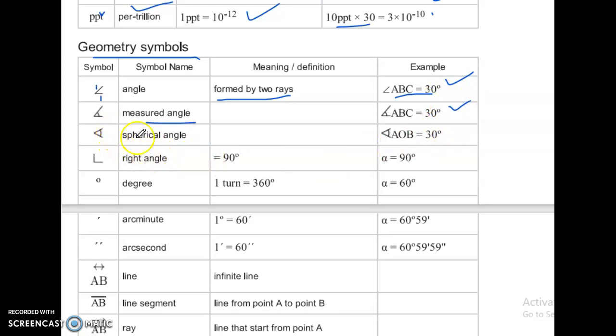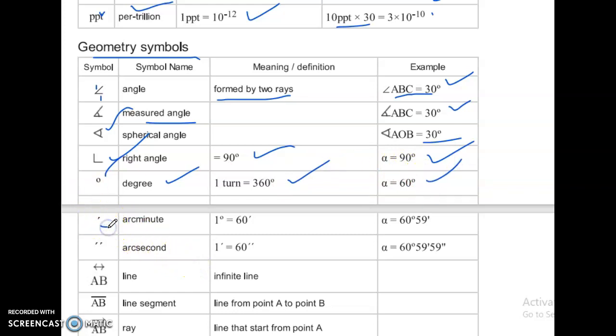Spherical angle AOB equal to 30 degrees. Right angle equal to 90 degrees. Alpha equal to 90 degrees. Degree: this is the degree symbol. A full circle equal to 360 degrees. Alpha equal to 60 degrees.